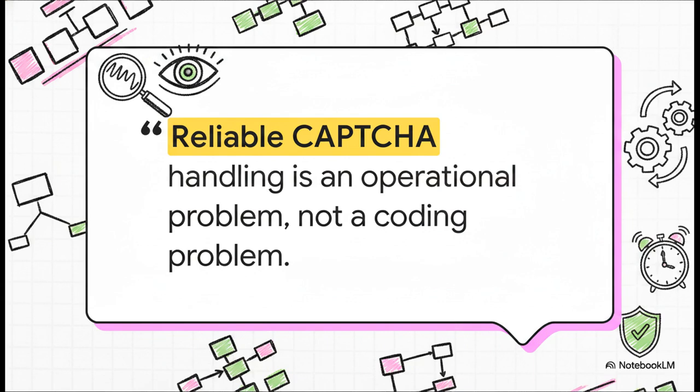So I'll leave you with this. Looking at your current automation architecture right now, is it truly production ready? Or is it just a successful local script waiting to break?